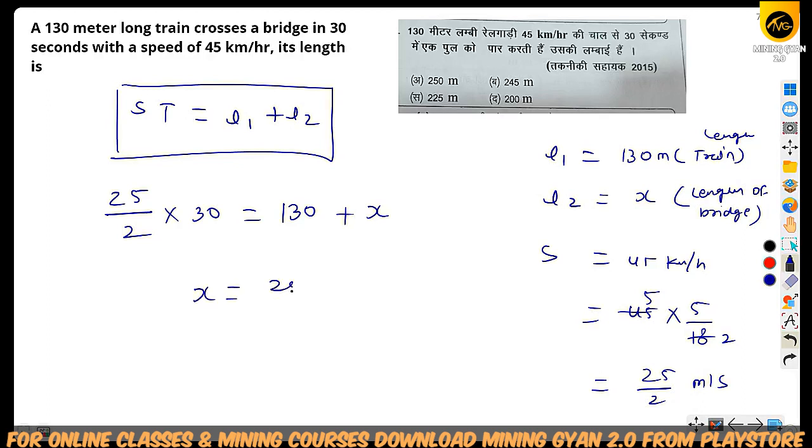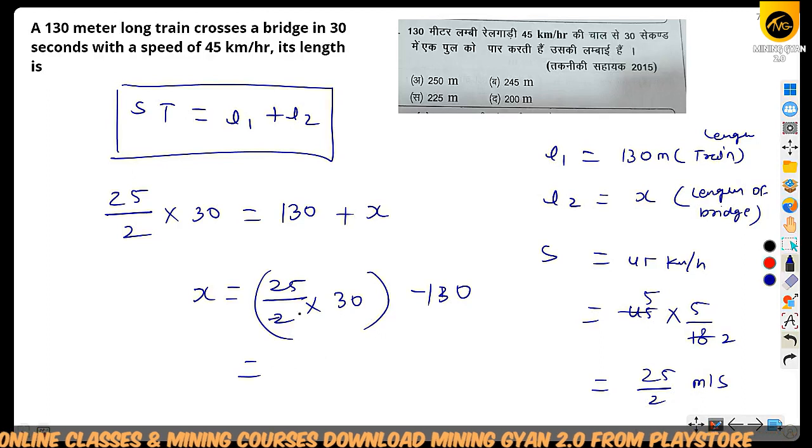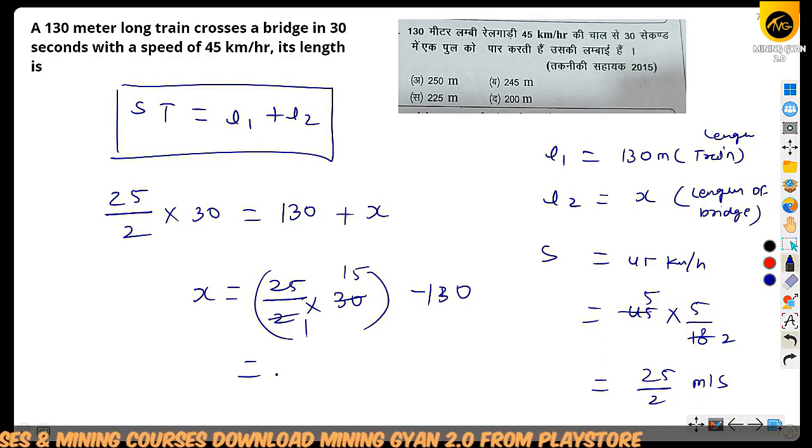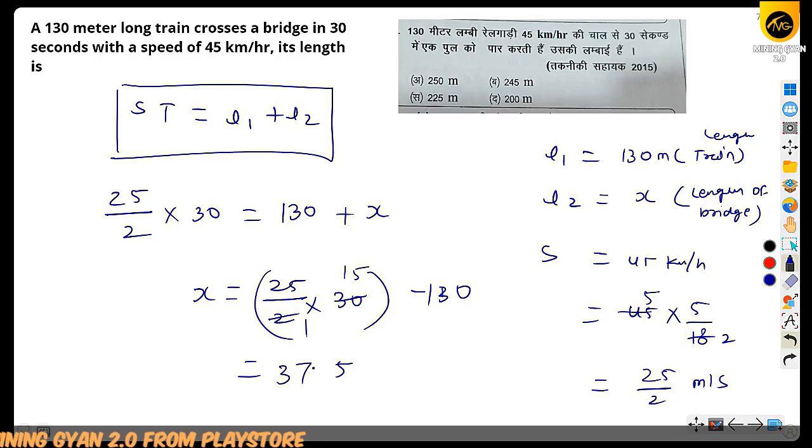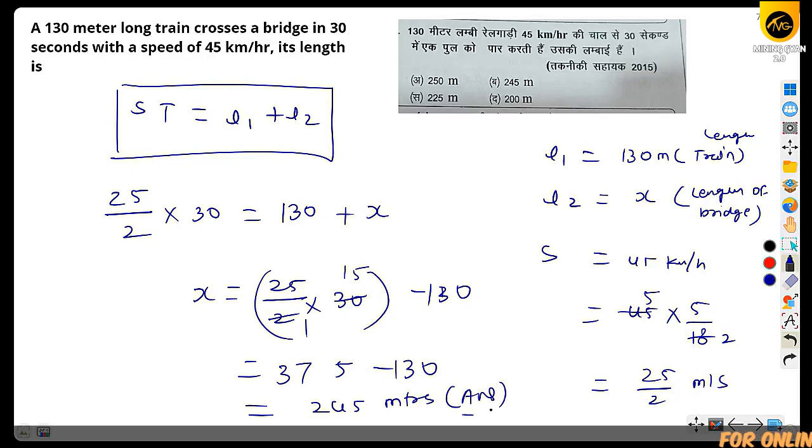Okay, so X is equal to 25 divided by 2 into 30, minus 130. So it will be 375 minus 130, which equals 245 meters, which is basically the length of the bridge. So option B is the correct answer.